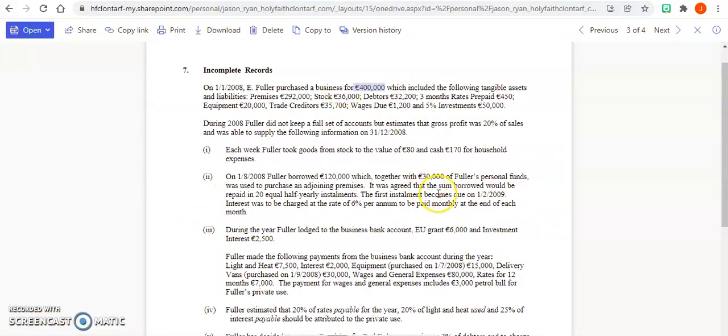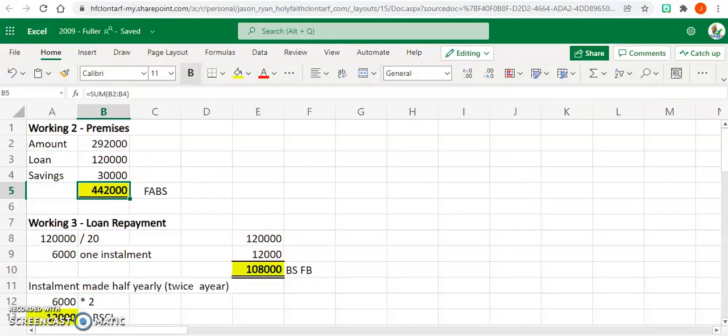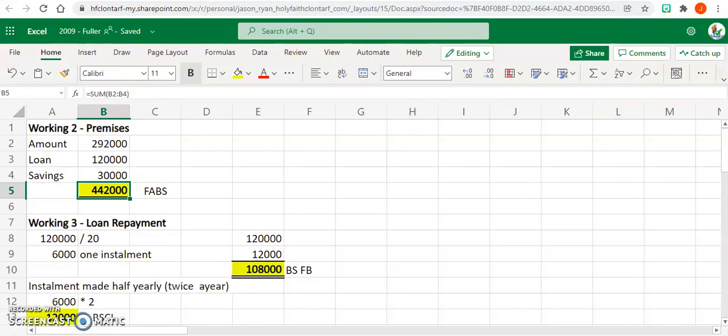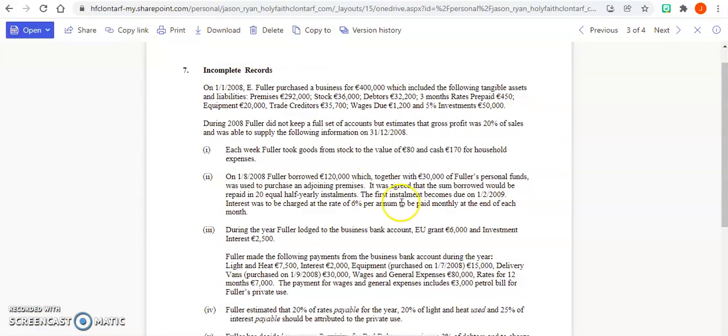Now the loan then, it says it is agreed that the sum borrowed will be repaid back in 20 equal half-yearly installments. And the first becomes due on the 1st of February, 2009. So we got a loan of 120. We're going to use the 120 divided by 20 to see how much one installment is. So that's 6,000. Then these are half yearly in the question. So if they're half yearly, that means we're making 2 every year. So that's going to be 12,000. So 12,000 goes into your balance sheet as a current liability. Our creditors due within 1 year.